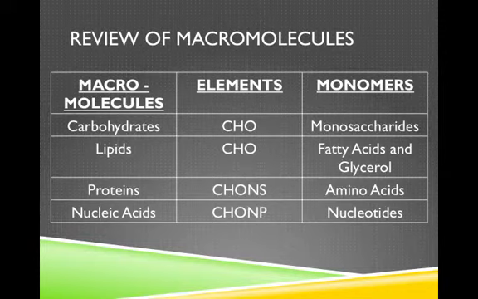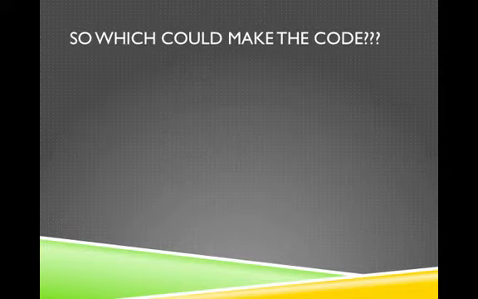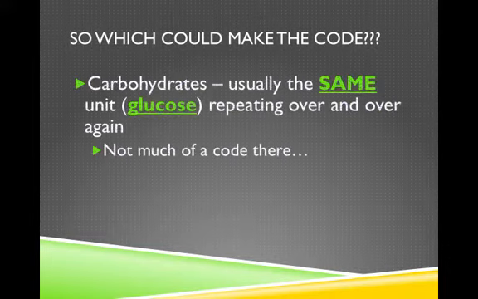The monomers that made up carbohydrates were monosaccharides. Remember, small units that repeated several times in order to make much larger molecules. Lipids were made up of three fatty acids and one glycerol. Proteins were made up of amino acids, and nucleic acids were made up of nucleotides. So which of these could possibly make our code of life?